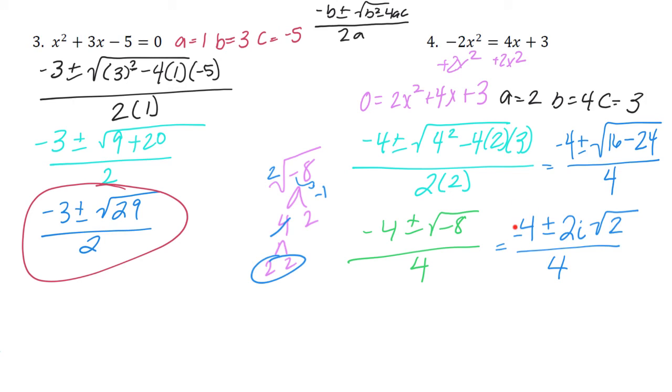And then the last thing that we need to notice is that each of these numbers, I'm going to point to them for you, -4, 2, and 4 on the bottom are all divisible by 2. And since they're divisible by 2, we are actually going to divide each of them by 2 and simplify. So this becomes -2 plus or minus i root 2 over 2.